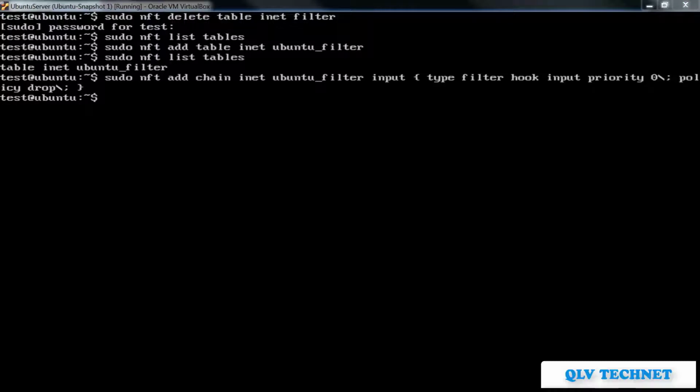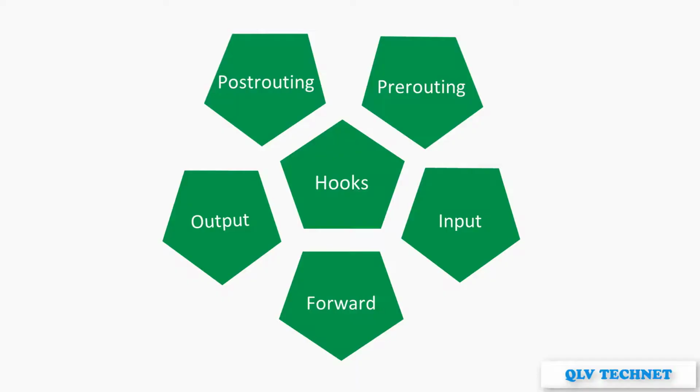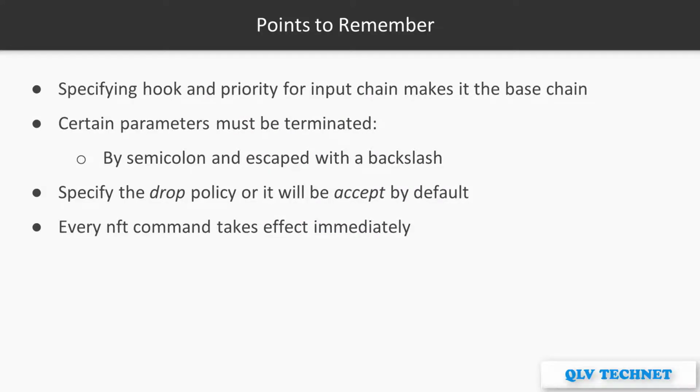In this command, the first input after the Ubuntu_filter is the name of the chain. Within the pair of curly brackets, we're setting the parameters for this chain. Each nftables protocol family has its own set of hooks, which define how packets will be processed. For now, we're only concerned with the IP, IP6, inet families, which have these hooks: pre-routing, input, forward, output, and post-routing. Of these, we're presently only concerned with the input and output hooks, which would apply to filter-type chains. By specifying a hook and a priority for our input chain, we're saying that we want this chain to be a base chain, which will accept packets directly from the network stack.